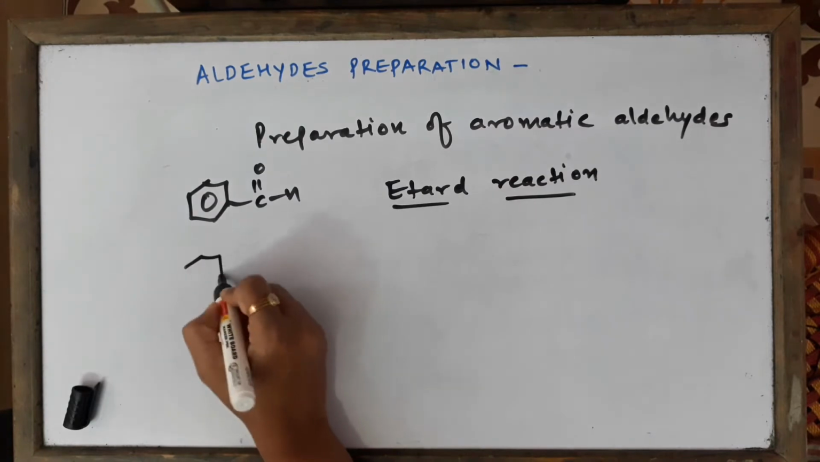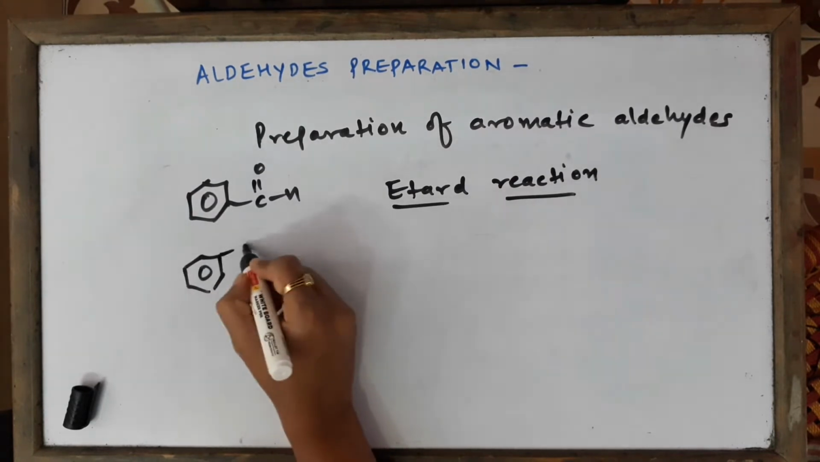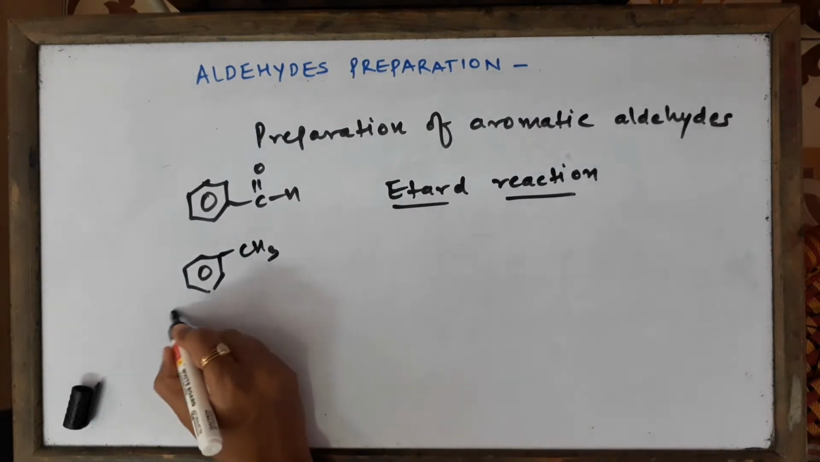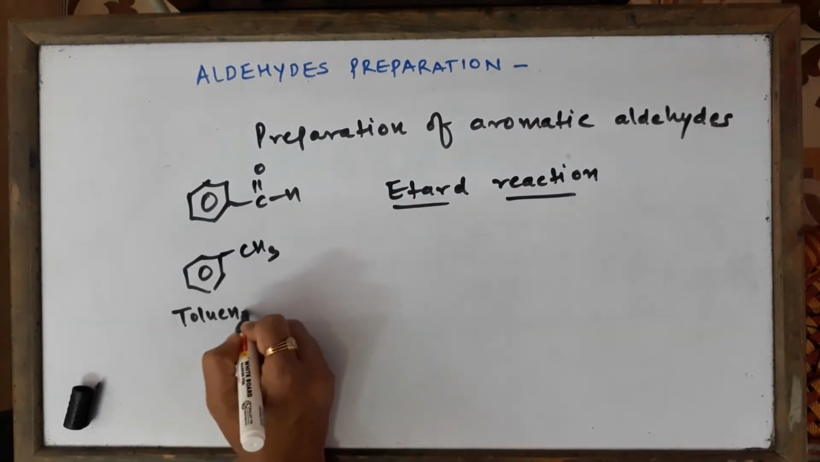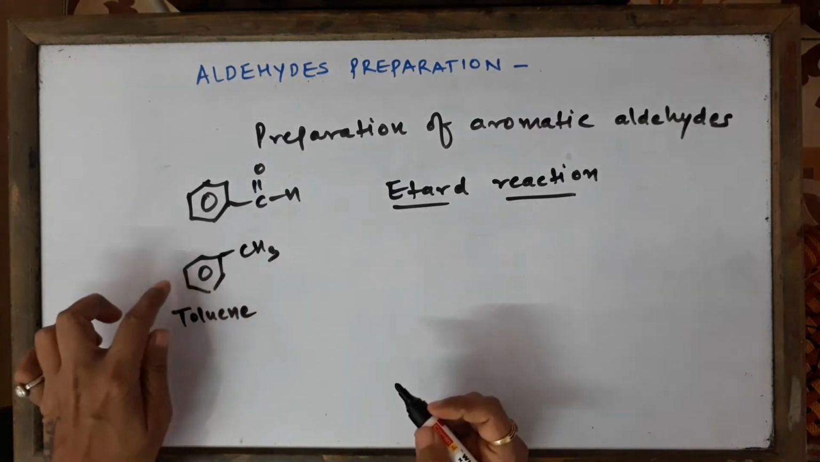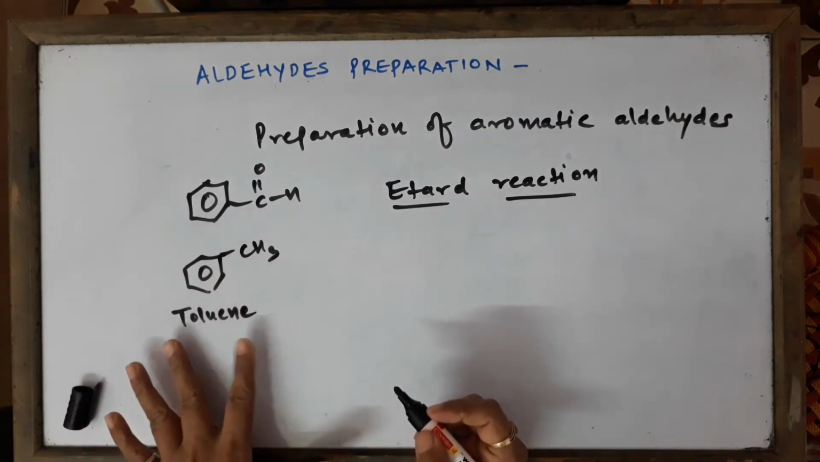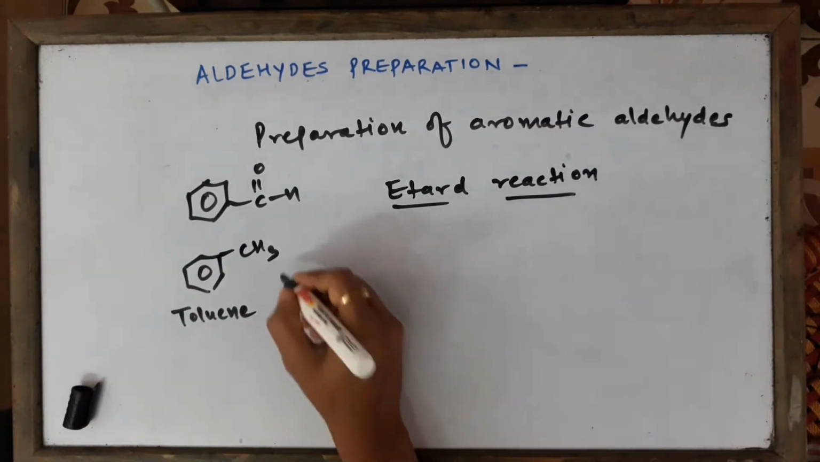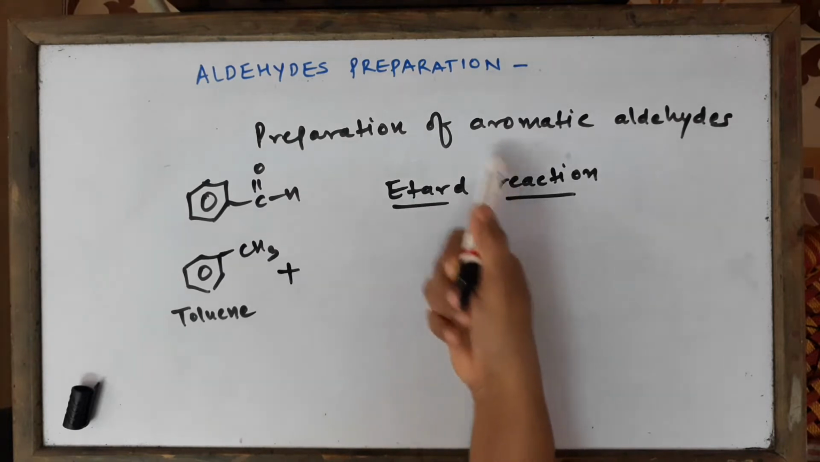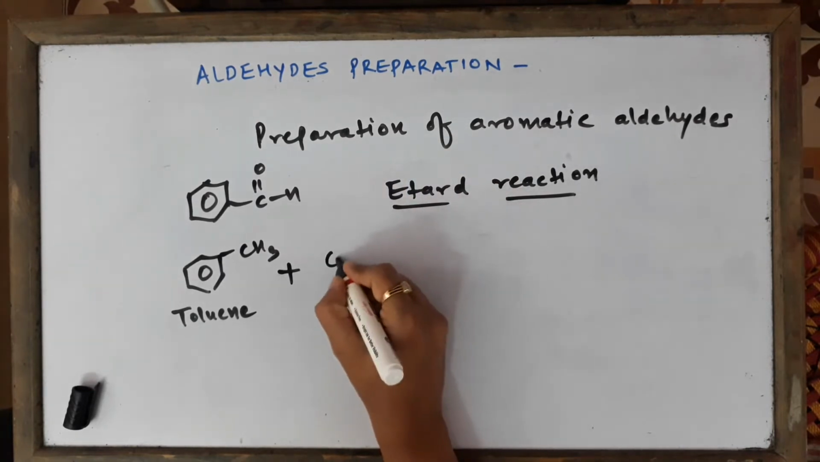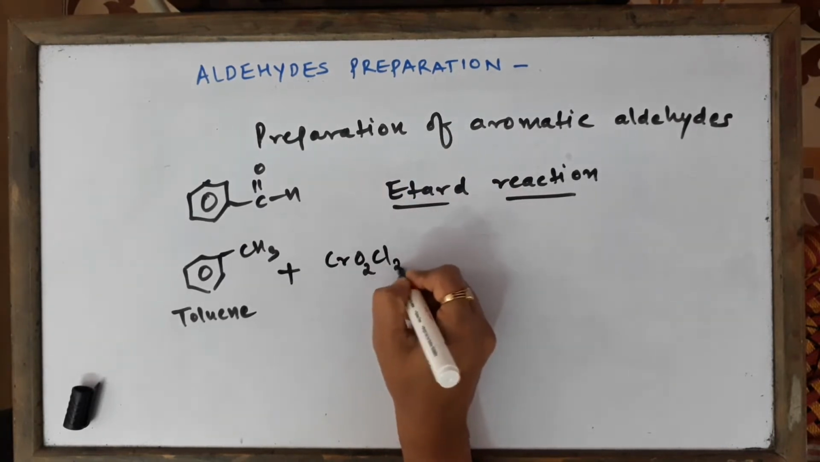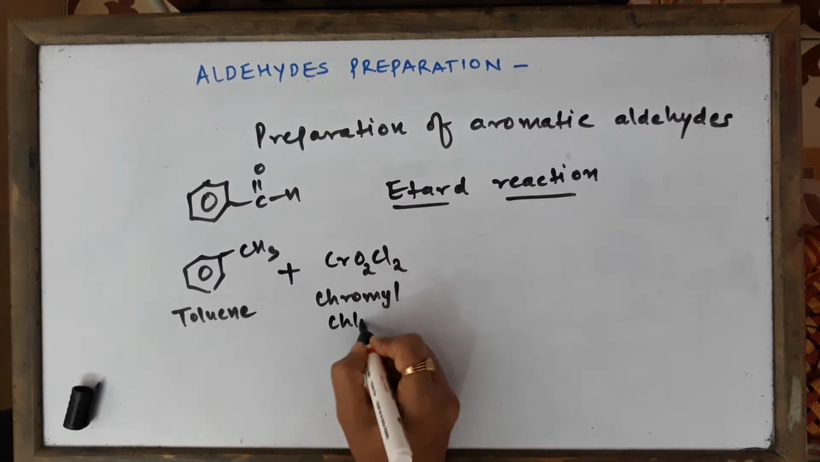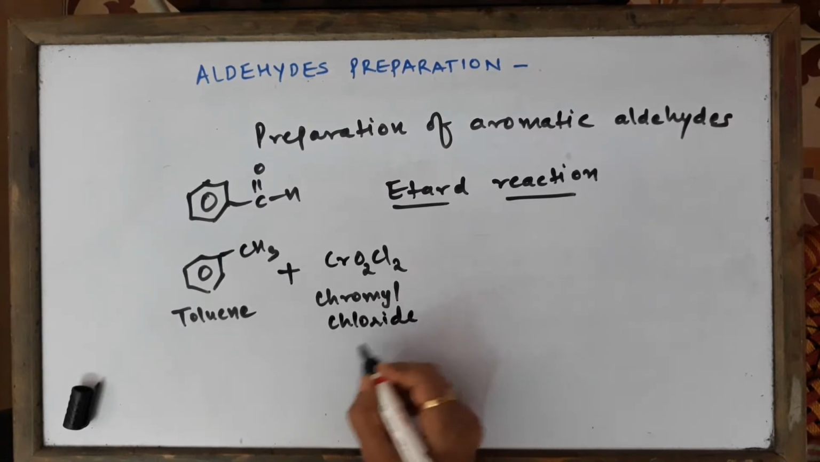Now for Etard reaction, children, we are going to take a compound which is aromatic hydrocarbon. And what is this compound? You can see it's a very famous compound, toluene. Toluene, methylbenzene is the common name. So we will take toluene and we are going to react this with our reagent, Etard reagent, which is CrO2Cl2. Okay, it's a red colored gas, chromyl chloride, which is a strong oxidizing agent.